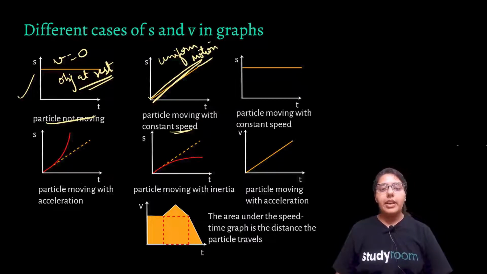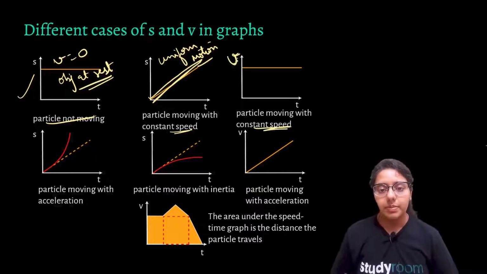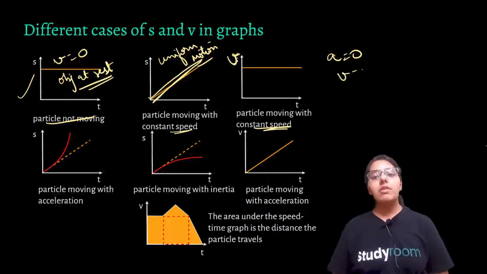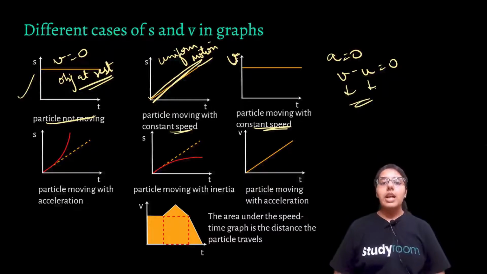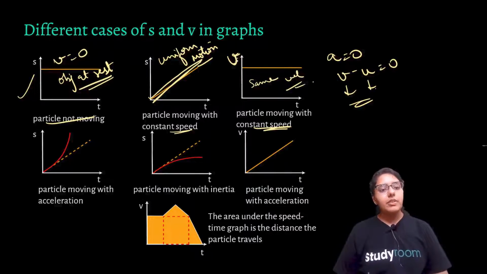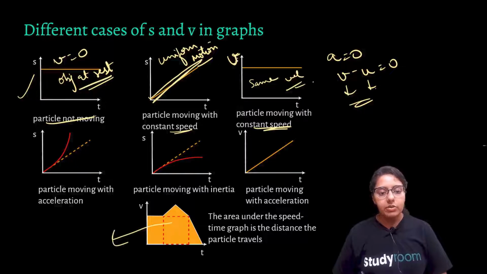Further, if this is VT graph and there is constant speed, then your acceleration is 0. When your speed is constant, that means your change in velocity is 0, because throughout your speed is same, so your change will be 0, acceleration is 0. This is your VT graph when particle is moving with constant speed, same velocity throughout. Particle moving with acceleration. These are some examples. And what does area under VT graph give you? It gives you displacement.